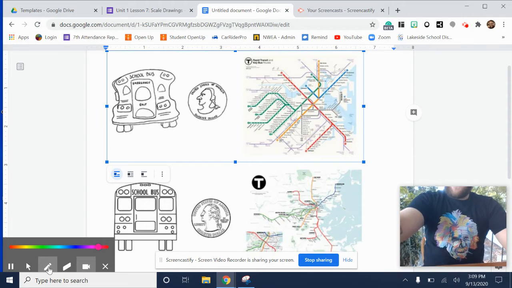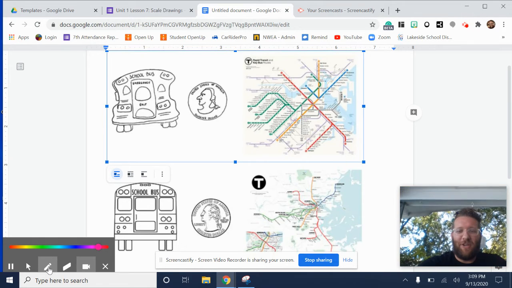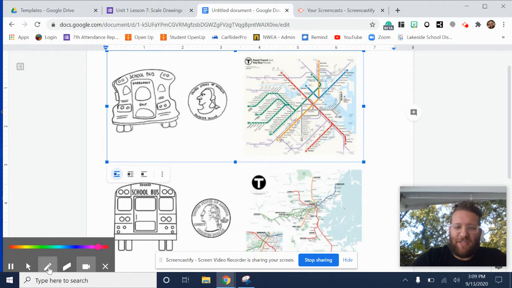Me and Dr. Einstein here are just going to talk to you a little bit about scale drawings. We're looking at these two sets of drawings, and honestly, we're just comparing them right now.